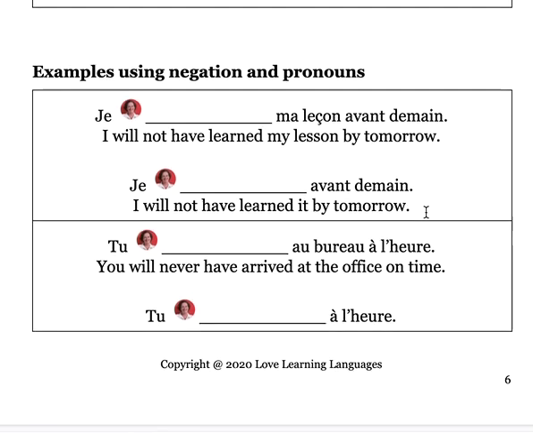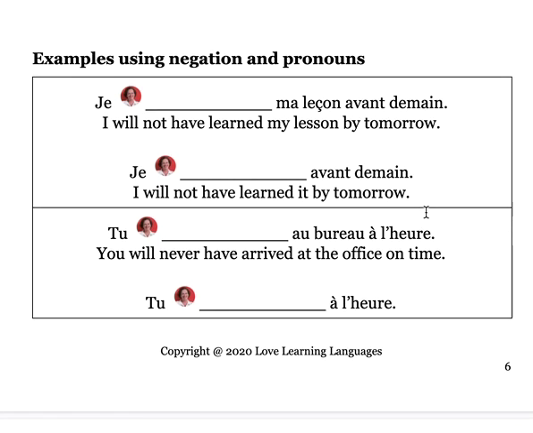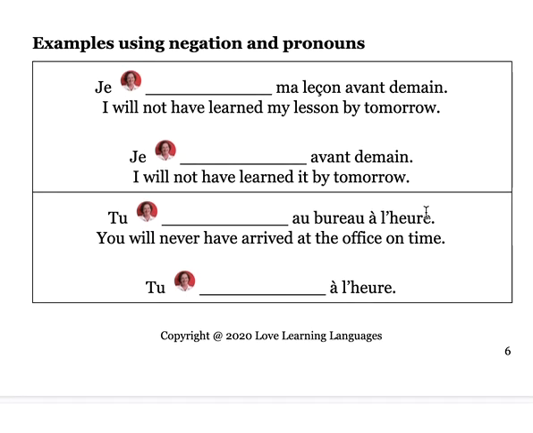All right, now examples using negation and pronouns. I know this is an advanced lesson, and so you've probably learned pronouns, and I wanted to give you a chance to practice those at the same time while learning the futur antérieur. So I will not have learned my lesson by tomorrow. And the first one, we're just going to put in our verb. Second one, we're going to put our verb along with a pronoun. I'll walk you through this, okay?